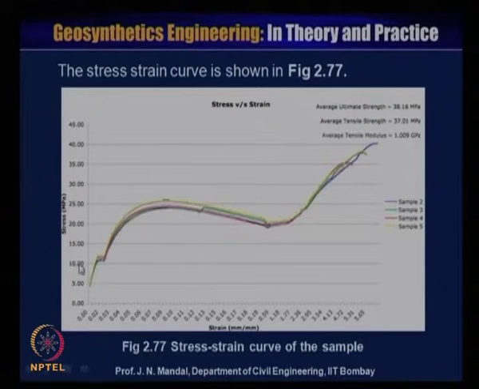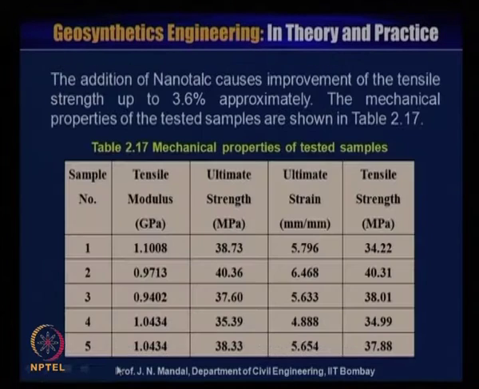This figure shows the stress strain curve of the sample. You can see how the stress is increasing with the strain, and then it is increasing, then almost constant, then decreasing, and then again increasing. So the addition of nanometric material caused an improvement in the tensile strain of up to approximately 3.6%.